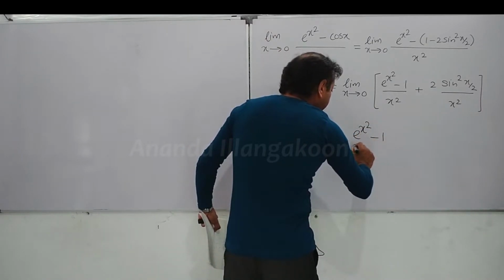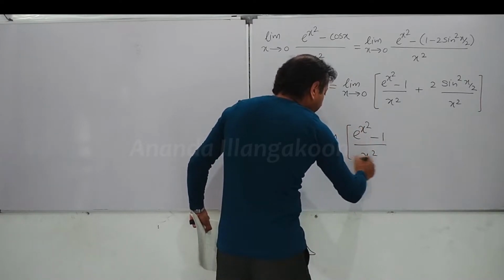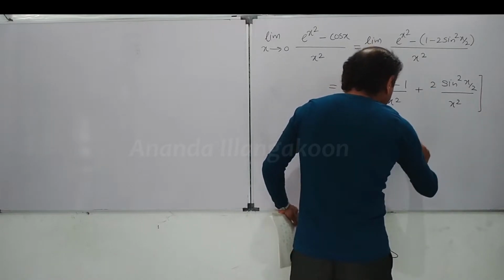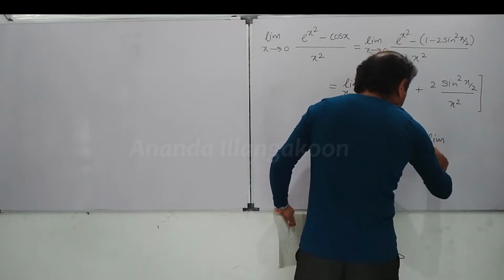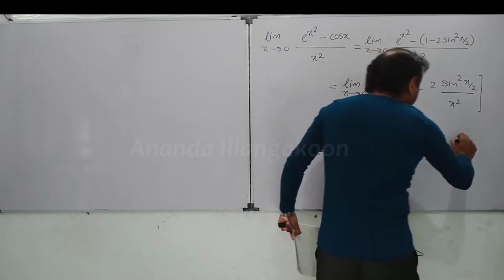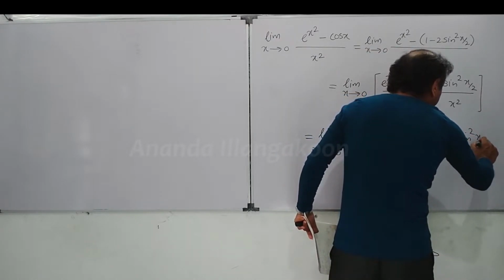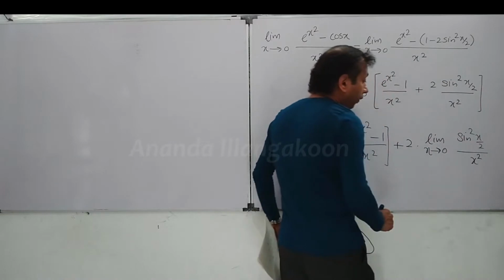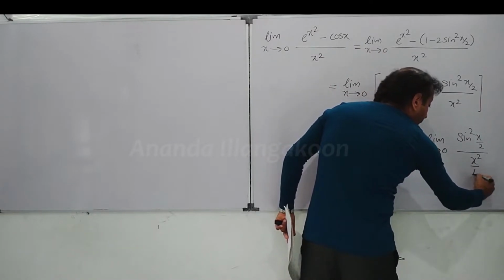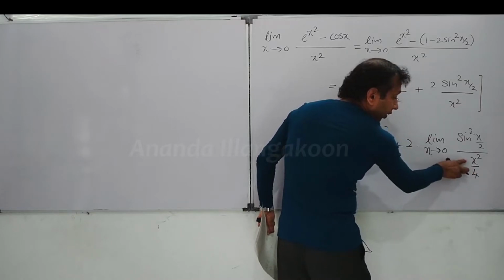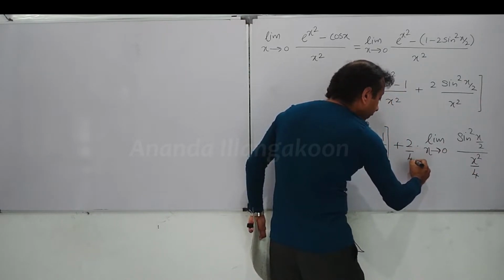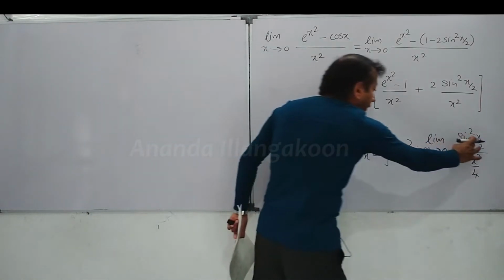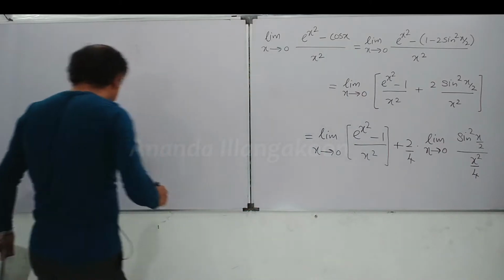(e^(x squared) minus 1) divided by x squared, and here I can take this 2 out and I write the limit of sine squared x by 2, here we have x squared. Now I divide this by 4, and to cancel down this 4 I write 4 here, that 4 I write before here, like this. Then you can write this as the perfect square this way.